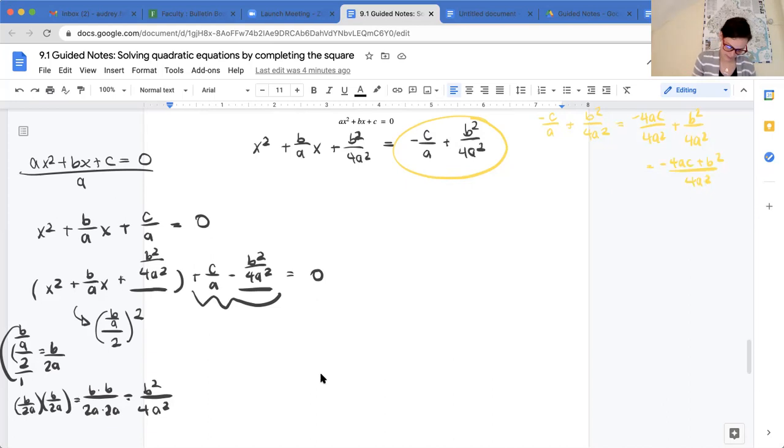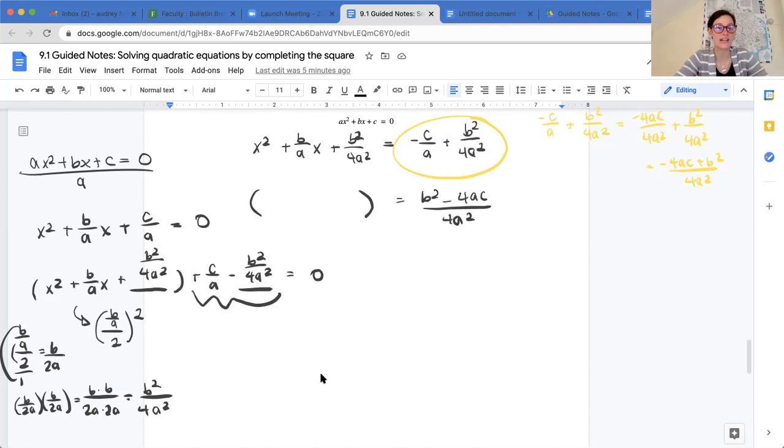And I'm going to actually rewrite that so that I have positive first. So I'm going to have equals b squared minus 4ac all over 4a squared. And now the side that I'm going to focus on is factoring this x squared plus b over a x plus b squared over 4a squared trinomial, right? And so this is kind of gross and confusing, but if you think about it, we know that it's going to be a perfect square trinomial.